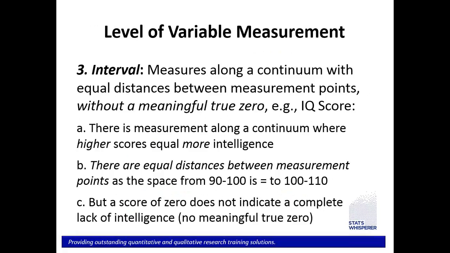Important to keep in mind, interval, subsection C, does not have a true meaningful zero, right? So in the case with IQ scores, if you get a score of 0 on the IQ test, which it doesn't actually go to 0, but if you got the lowest score or a 0 itself, that doesn't mean there's a complete lack of intelligence. So there's not a meaningful true 0.